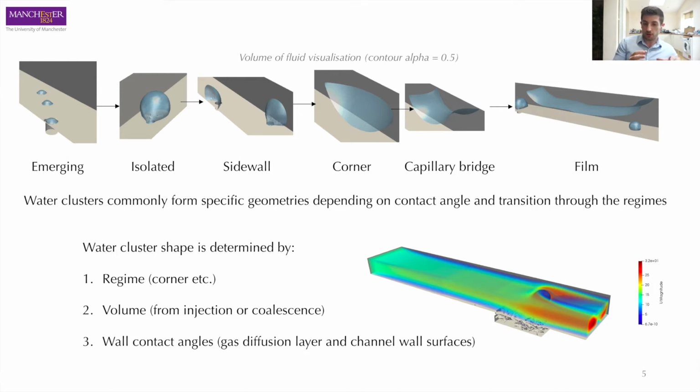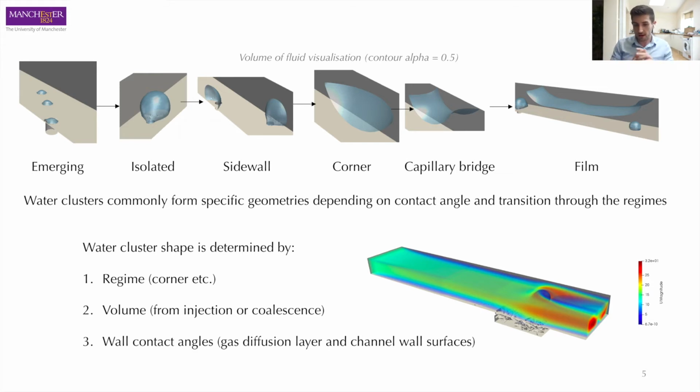And we have the sidewall droplets where they're connected to the gas diffusion layer surface and the sidewall. And then we have corner droplets which are attached to the top wall and the corner wall. And then we have capillary bridge droplets, which are truncated capillary bridges by the channel walls that are on the top surface of the channel walls. And then we see film-like structures, which is a deformation of the capillary bridge structure along in the channel direction due to external forces which cause the deformation.